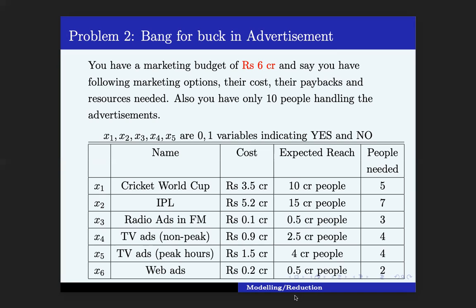And the constraints are, of course, again, this is 0, 1. If I invest in the World Cup, I spend 3.5 crore. If I don't invest in the World Cup, I don't spend anything in this direction. The total amount of money spent is 3.5 into x1, 5.2 into x2, and so on and so forth. And this sum should be less than 6 crore. Similarly, for the people.